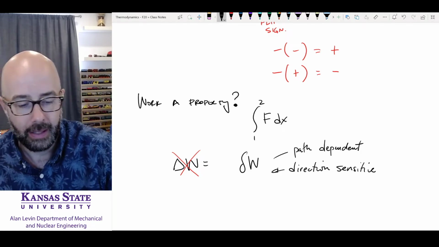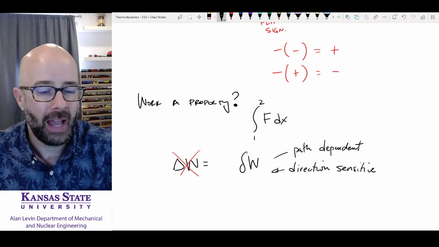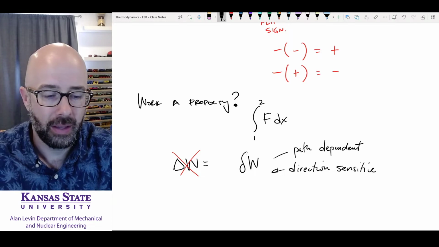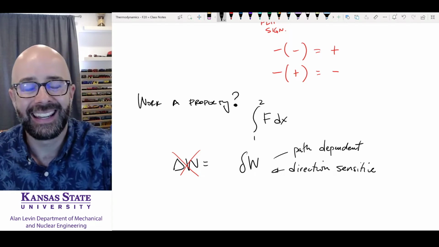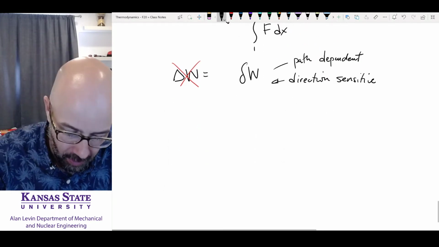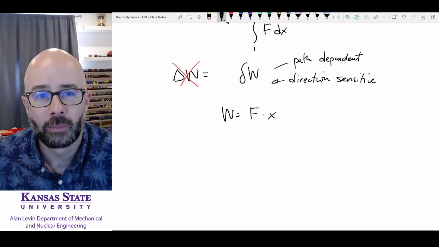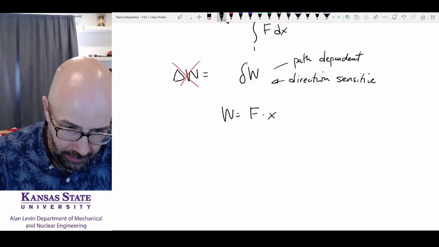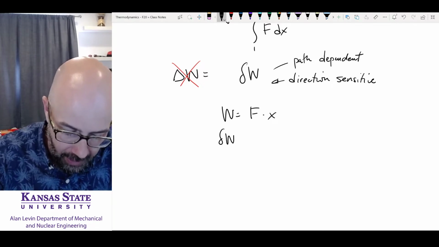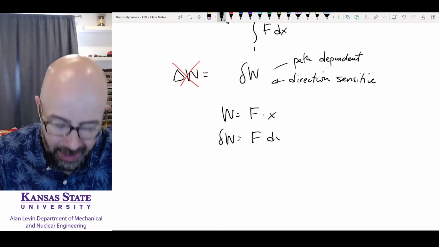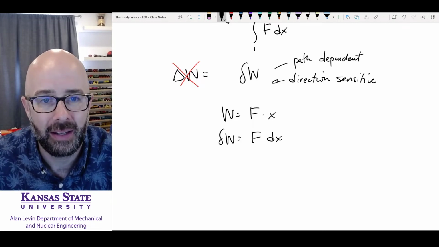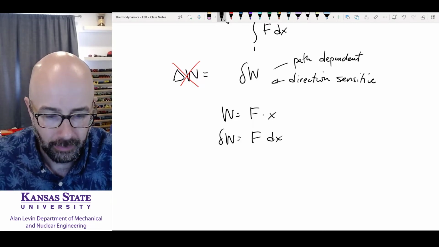Okay. Now, I want to talk to you about how we're going to be dealing with work in this class. Let's write this out here. Work is equal to F times X. Let's write this in differential form. dW is equal to F dx. So it's an inexact differential and a normal differential here.